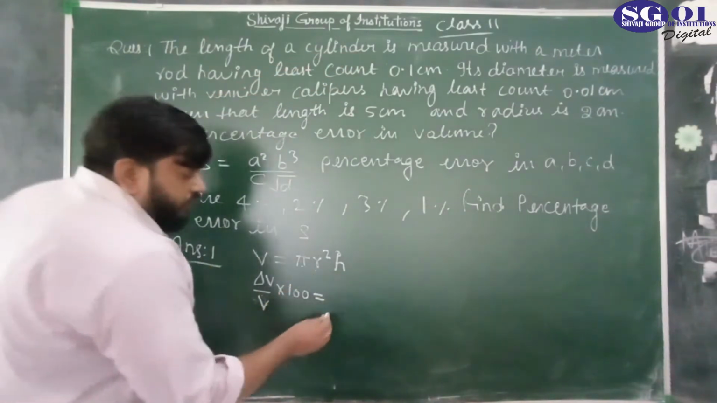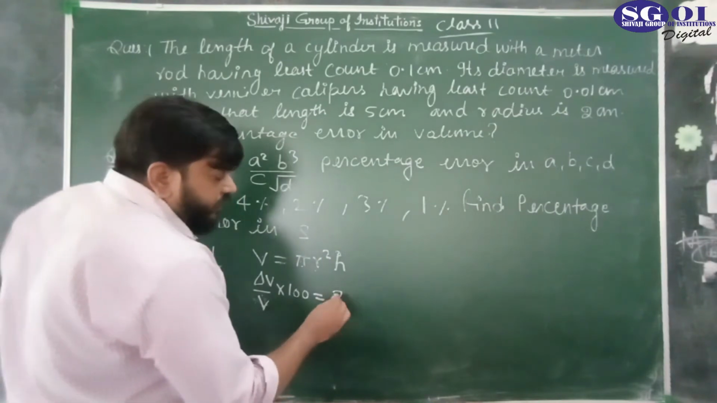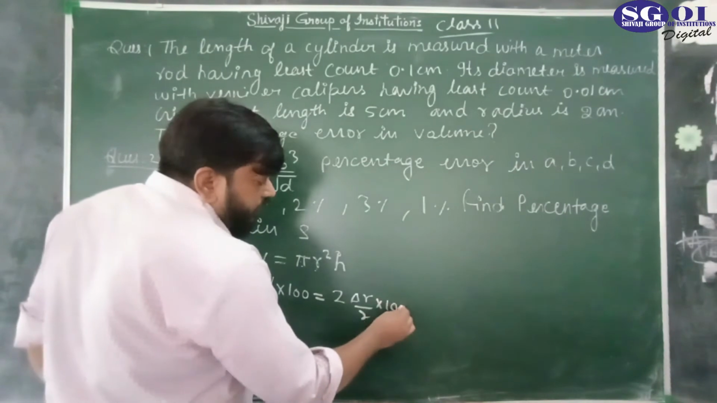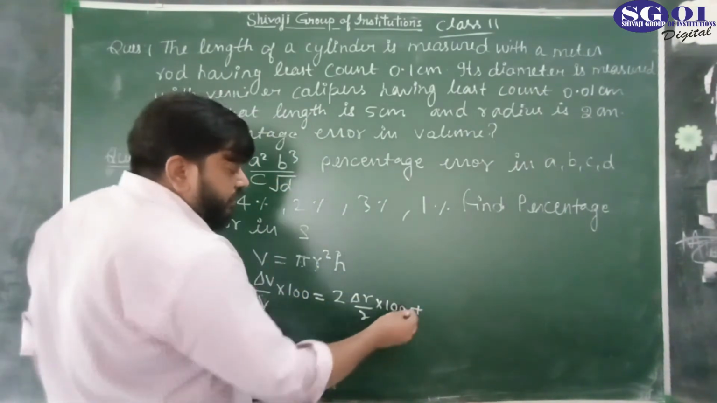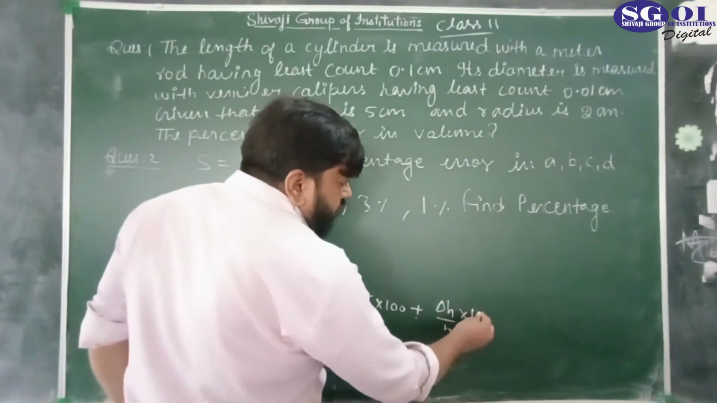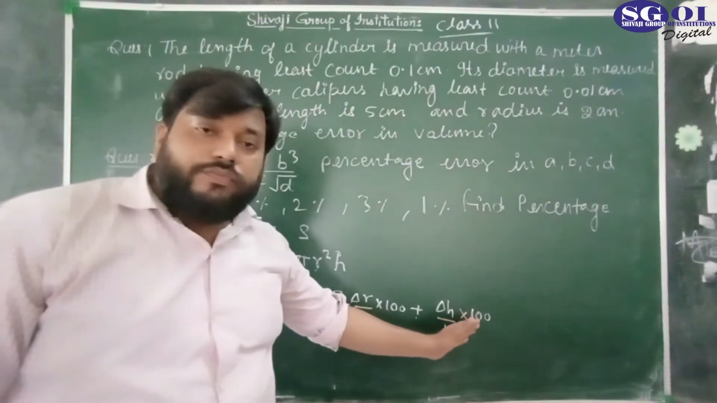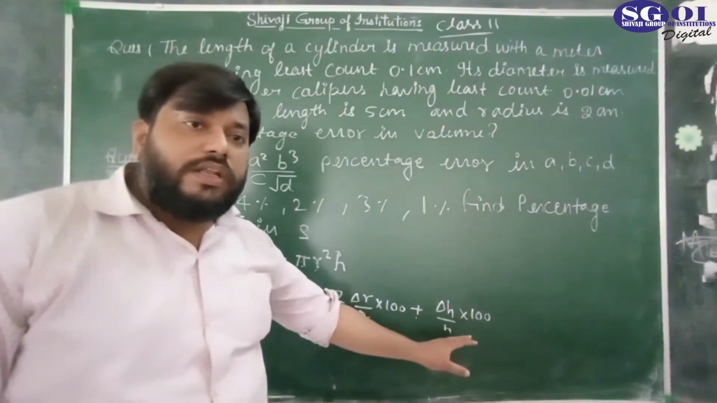So, r is an exponent term, so it would be in multiplication to delta r upon r into 100, plus, this is multiplication, so it would be converted into plus, delta h upon h into 100. This equation is by the concept of combinations of error.